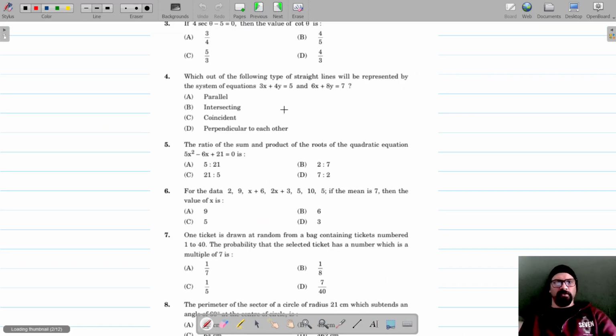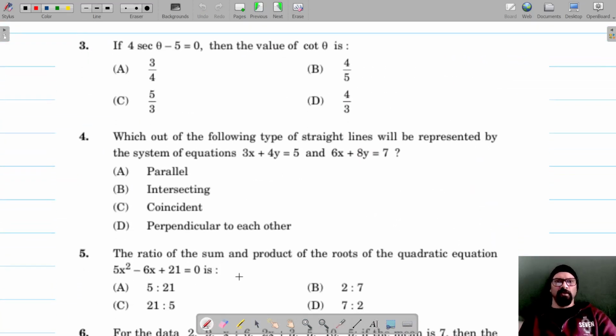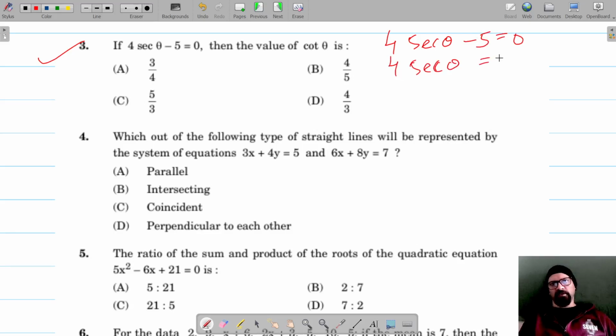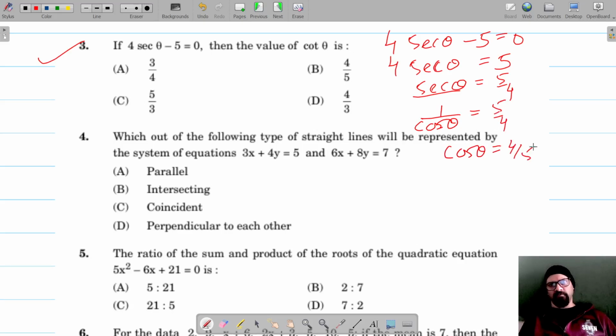Moving on to the next question, that is question number 3. For question number 3, it is given that 4 secant theta minus 5 is equal to 0. So let's get secant theta from here. So 4 secant theta is equal to 5, which gives me secant theta is equal to 5 by 4. Now secant is equal to the reciprocal of cos. So 1 by cos theta is equal to 5 by 4. So that means cos theta is equal to 4 by 5.